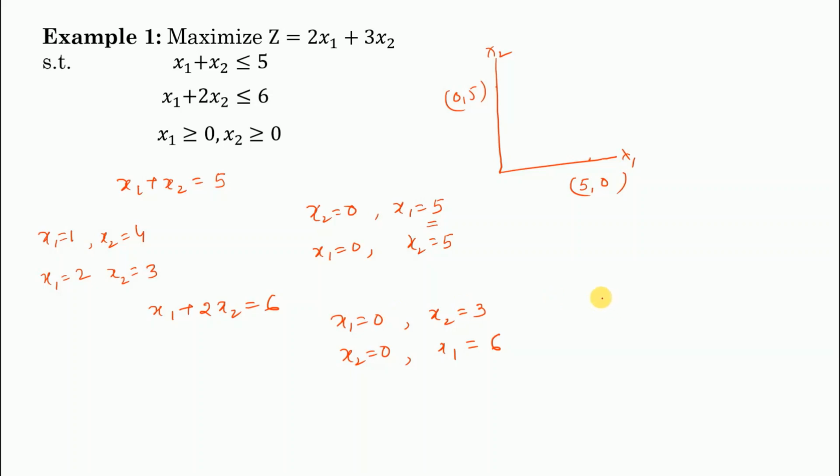So one point is 0, 3, where x1 is 0 and x2 is 3. The other point is x1 equal to 6, x2 equal to 0, so 6, 0. The point 0, 3 will be somewhere here, and 6, 0 somewhere here. So this line will pass through these 2 points. In this way, we can plot these 2 lines. So we have the points 5, 0 and 0, 5 for the first line, and 0, 3 and 6, 0 for the second line.